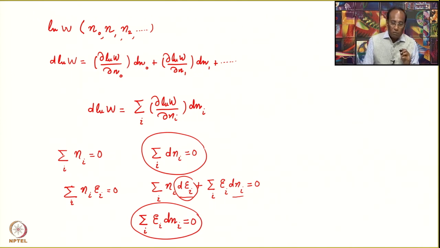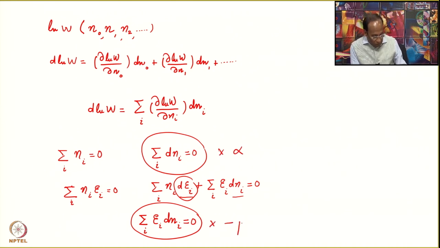What is Lagrange's method of undetermined multipliers? Let us multiply these two constraints with some constants. Let's say I multiply this one with alpha, and I multiply this with minus beta. Why minus beta? It will become clear soon. Whether you multiply by alpha or beta or minus beta, eventually the value is 0, because you are multiplying with 0 only.